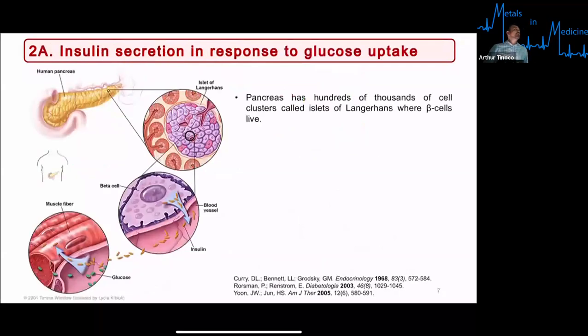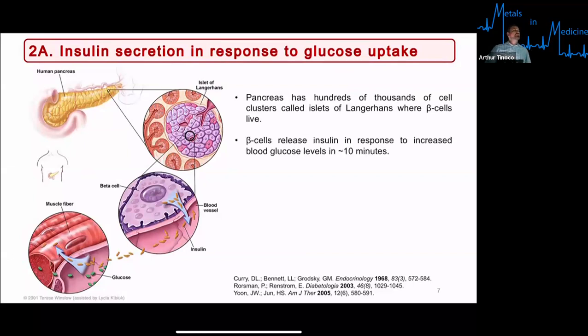All right, so let's talk a bit about the function of insulin more closely. What you have is a secretion of insulin as a response to an influx of glucose. The pancreas has hundreds of thousands of cell clusters called islets of Langerhans, where the beta cells live. Here's a depiction of where you localize these islets and this expression of beta cells, which are responsible for the release of the insulin hormone.